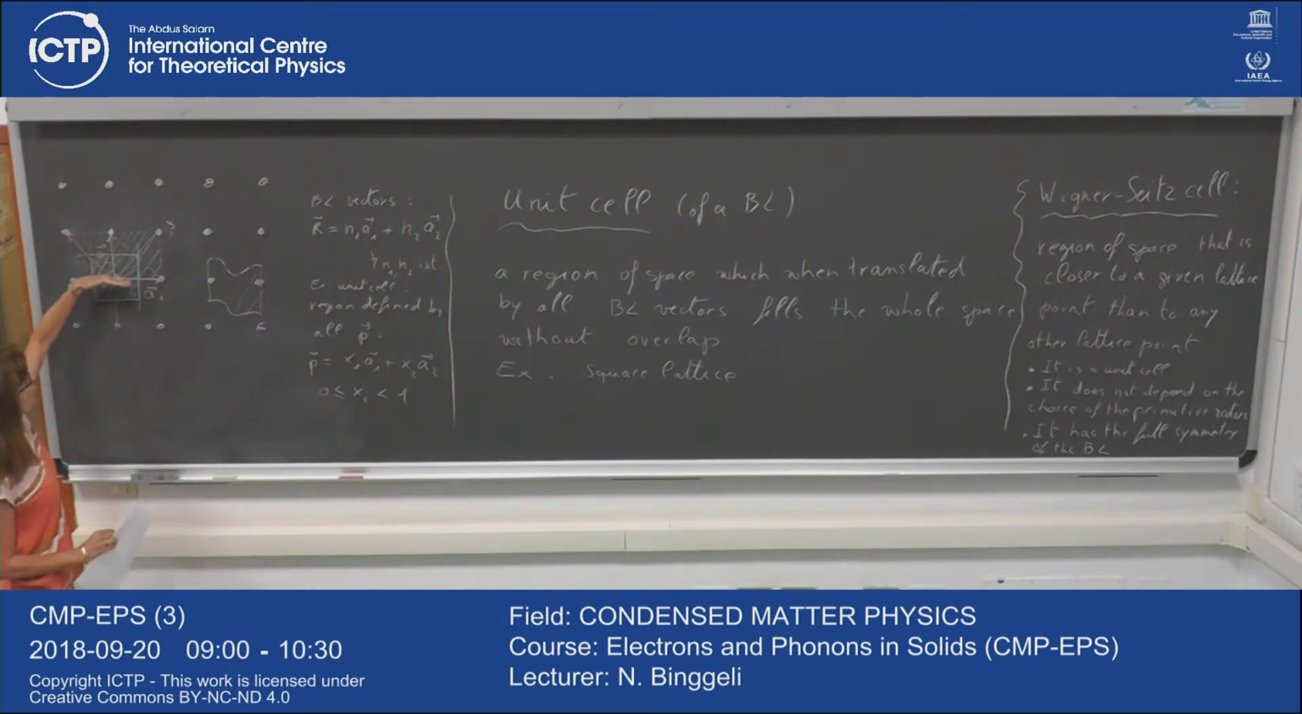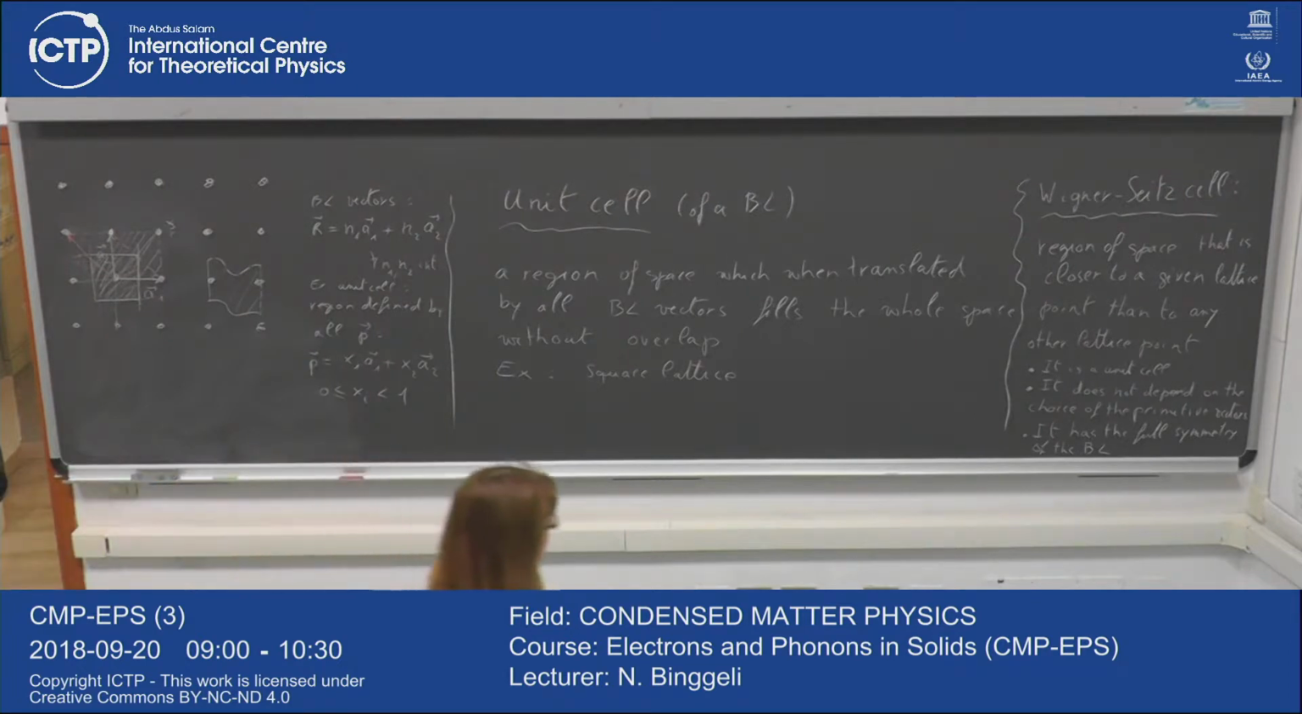This includes also the reflection. For instance, I have a reflection plane here, a mirror plane, which transforms the Bravais lattice into itself. This point goes into this one, and this one into this one, and this gives me the same Bravais lattice, and also the Wigner-Seitz cell transforms into itself. So the Wigner-Seitz cell has the full point group symmetry of the Bravais lattice. Okay, you see it?